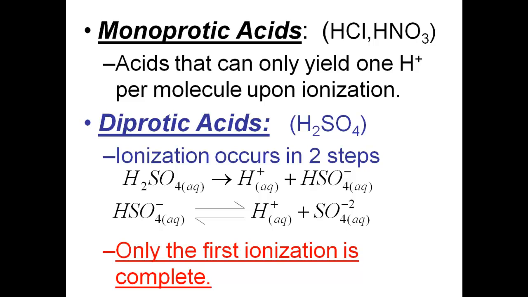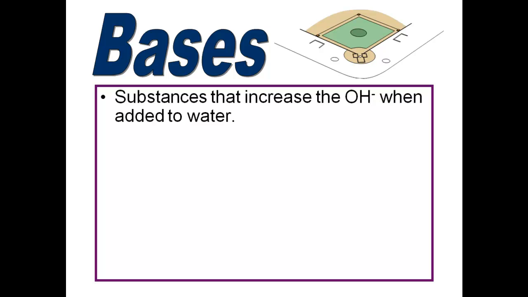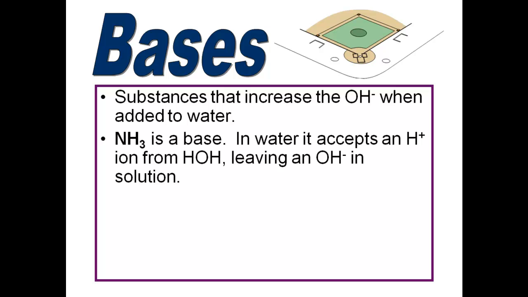When we talk about the strength of sulfuric acid, since it is a strong acid, we are looking at the first ionization. So we're looking at the first ionization equation here. What are bases? Well, they are substances that will increase the hydroxide ion when added to water. So the majority of bases will have an OH in them. An exception to that is NH3, whose common name is ammonia.